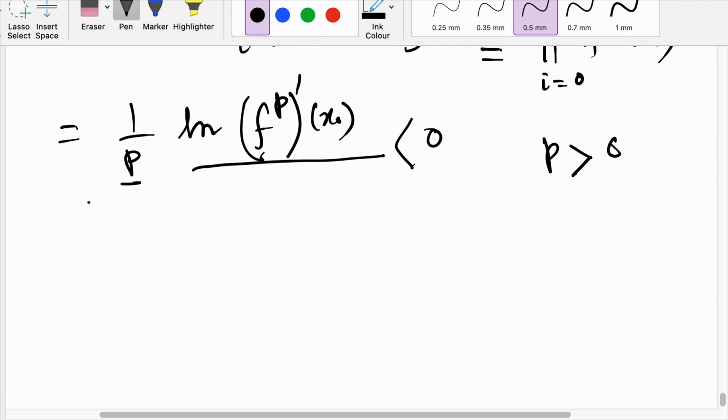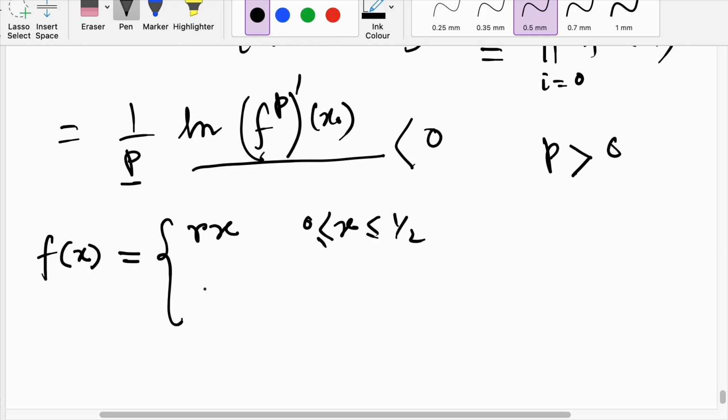So another example is f of x equal to rx, where x is from 0 to less than half, and r minus rx for half less than x less than or equal to 1. So this is called the tent map.